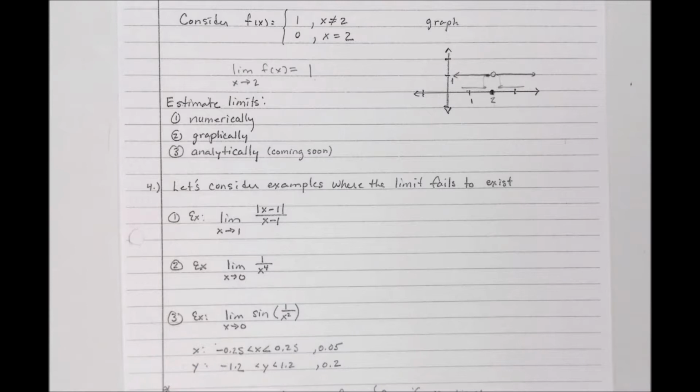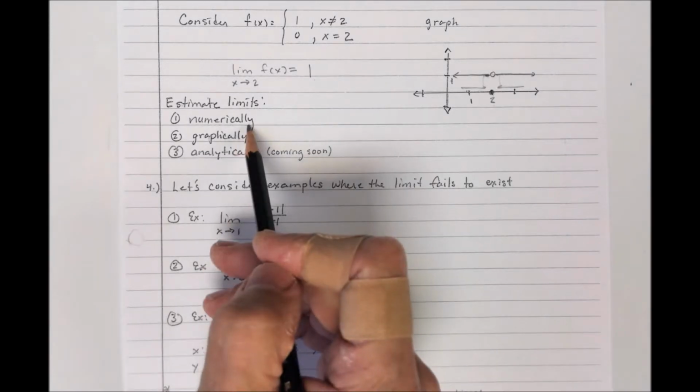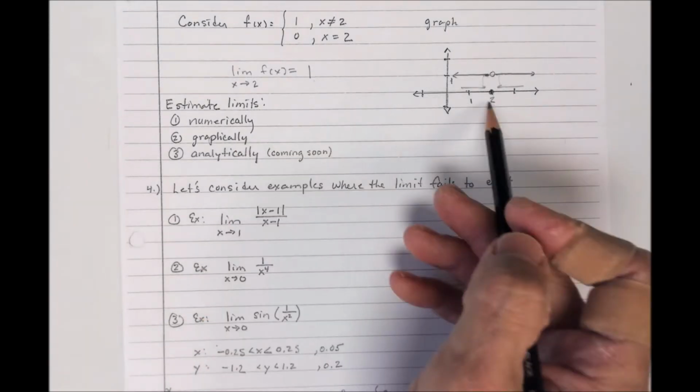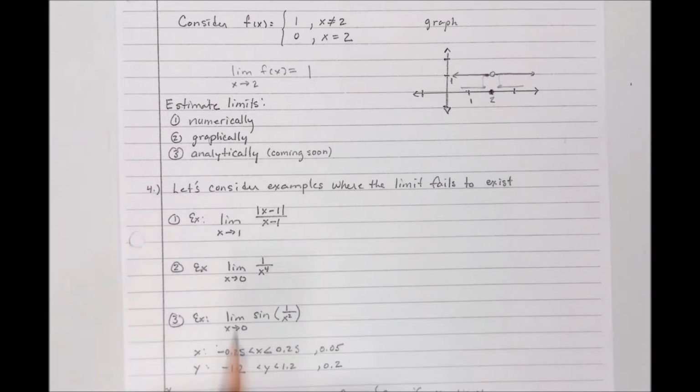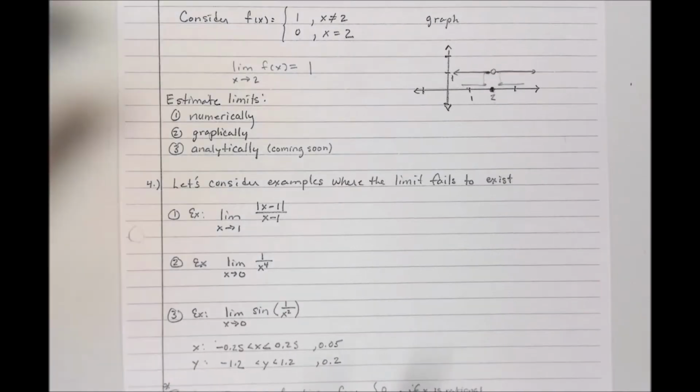Now, as I mentioned, numerically, with a table, graphically, as I've done here, and analytically, that's what's coming up. We'll get to that here in just a little bit. But let's now consider examples of functions that don't have limits, where the limit fails to exist.